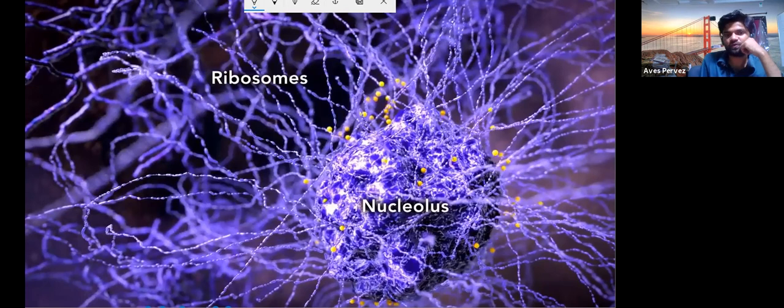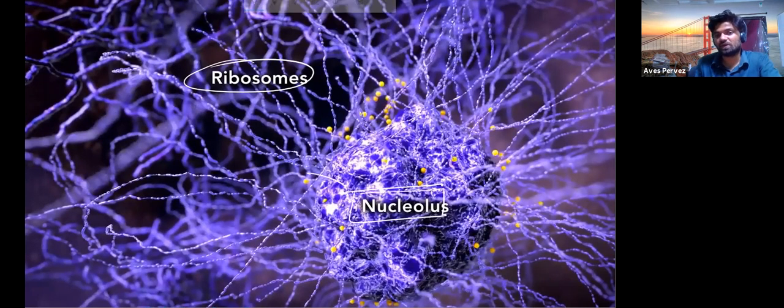So if I'm talking about ribosomes, they are single cell organelles, membraneless, and they are responsible for the synthesis of protein. Where are they synthesized? Inside the nucleus, and inside the nucleus there is a substance we call the nucleolus. The nucleolus is responsible for the synthesis of ribosomes.